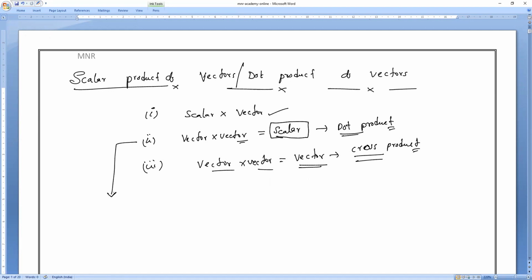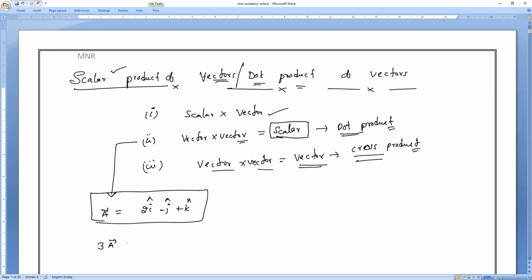Actually, our today's concept is the scalar product of vectors. The scalar product we can also call the dot product. So let me take a vector now. Vector A is equal to, last class we studied the directions i cap, j cap and k cap, so vector A is equal to 2i cap minus j cap plus k cap. This is the vector. Now if I multiply this vector by 3, can you tell me what it is? This is 3 times vector A.